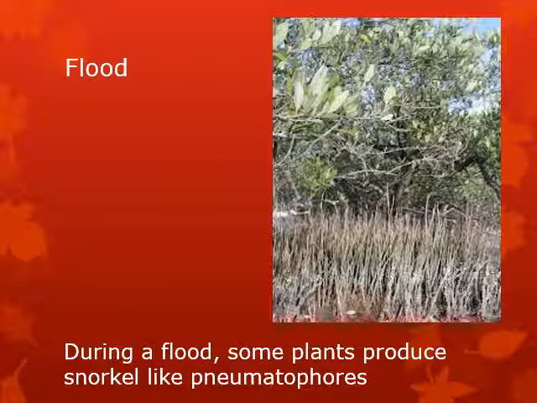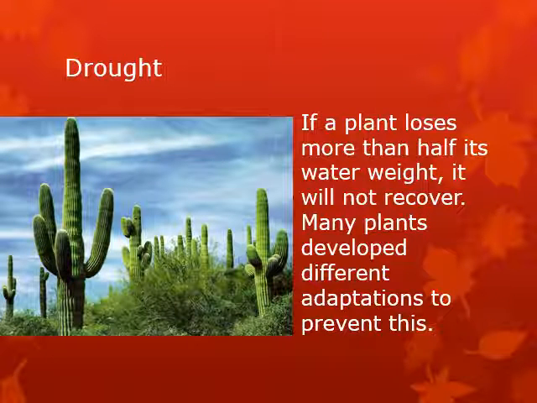Flooding. If it floods, plants put up pneumatophores as fast as they can. If they can't get pneumatophores up, they die. Let's see, flood's bad, fire's bad, drought's bad. If a plant loses more than half its water weight, it's dead. How many of you guys have killed a plant before because you didn't water it? Yeah, there we go. If you've killed a plant, likely it's because of lack of water. Sometimes it's because of too much water. Water really matters to plants.